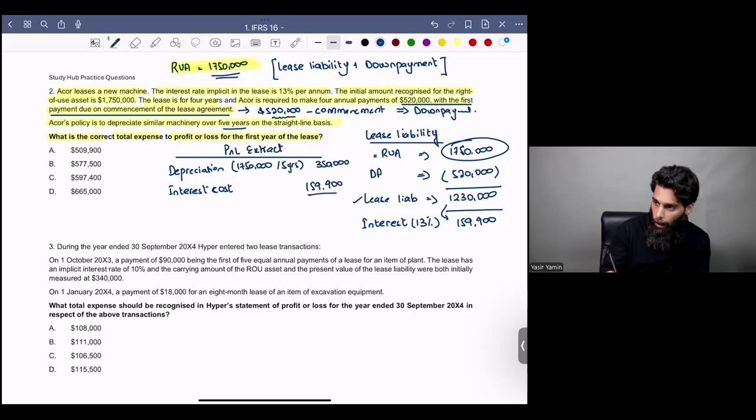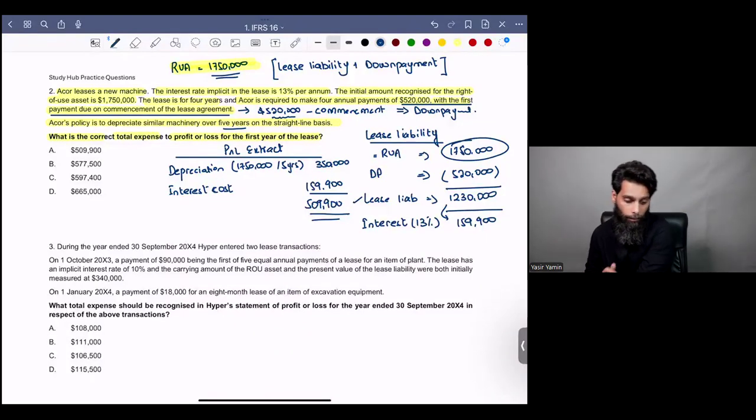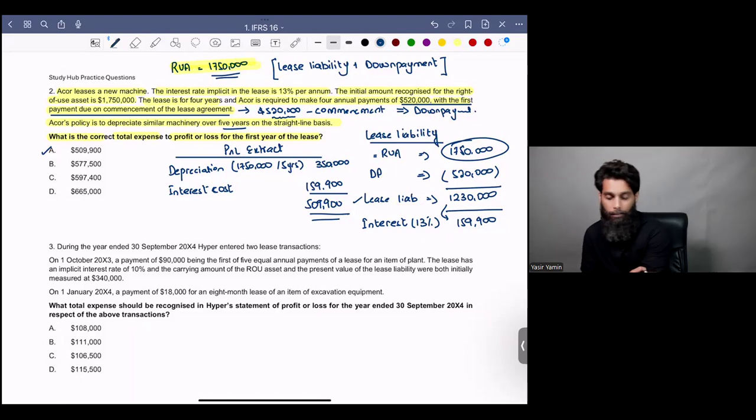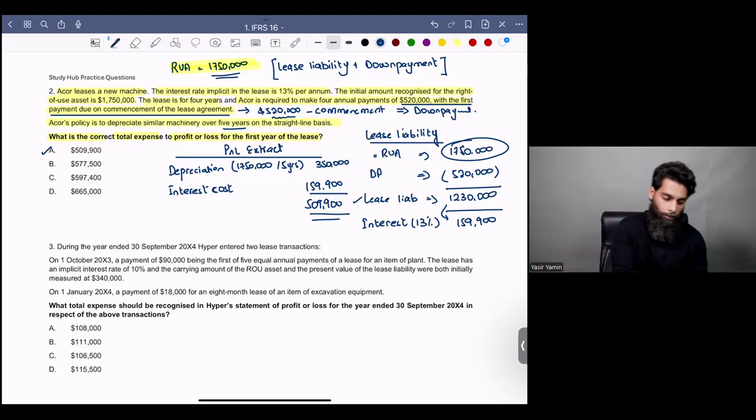So what should be my total answer? If anybody could tell me. What's the total of this? It's 509,900. Is that so? It's 509,900. All right. So your answer should be A in that case. Is this correct? Is everyone on the same page? All right. So we have done this question as well. If everybody is on the same page.